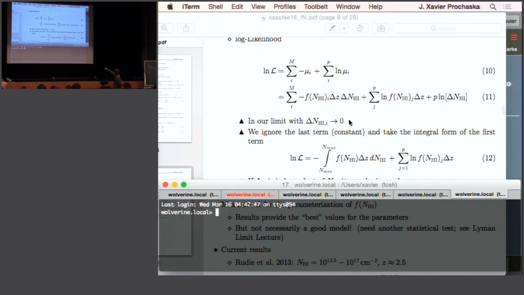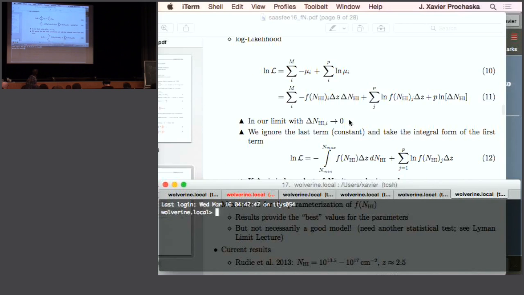This is now the log likelihood function. It's just the integral over the frequency of the frequency distribution over my survey volume. So that's just the model on the left-hand side. It doesn't speak at all to the data. And the right-hand side is the frequency distribution evaluated at each of the absorption lines detected in the survey.